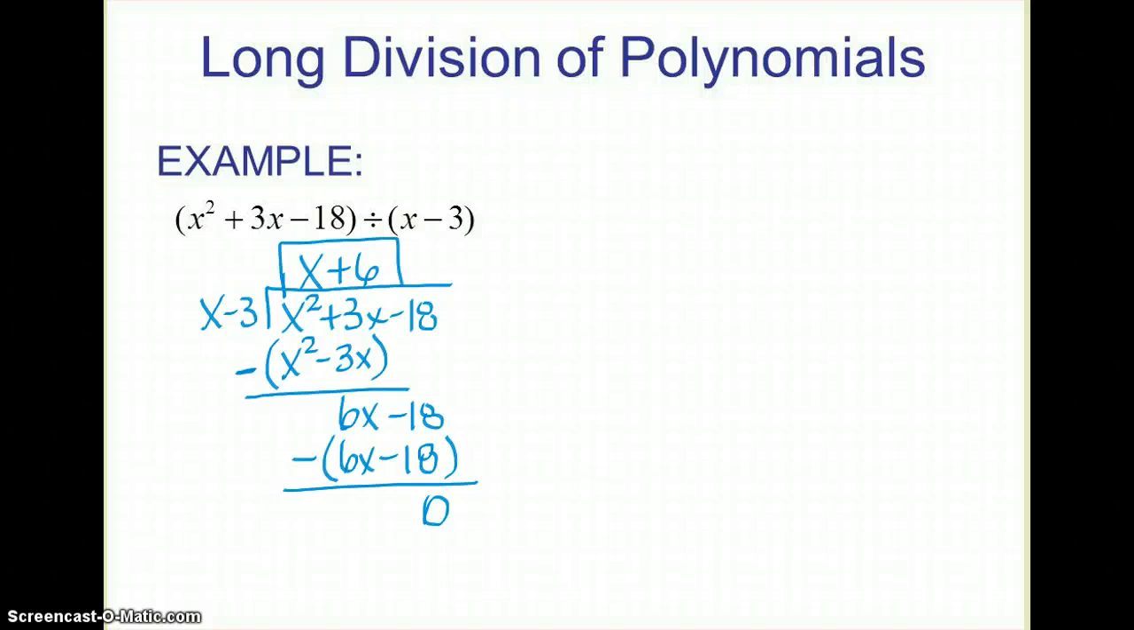So this particular polynomial divides evenly. So in other words, just like any other multiplication or division problem, x plus 6 times x minus 3 would equal x squared plus 3x minus 18.